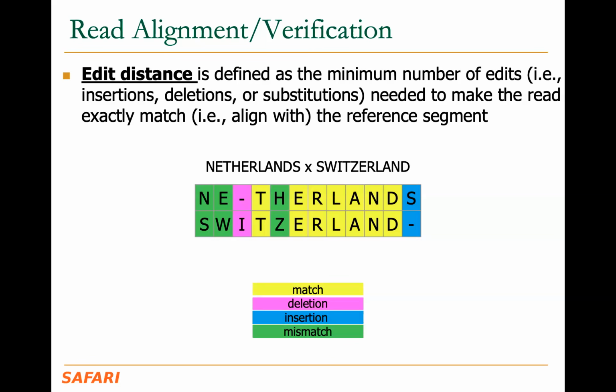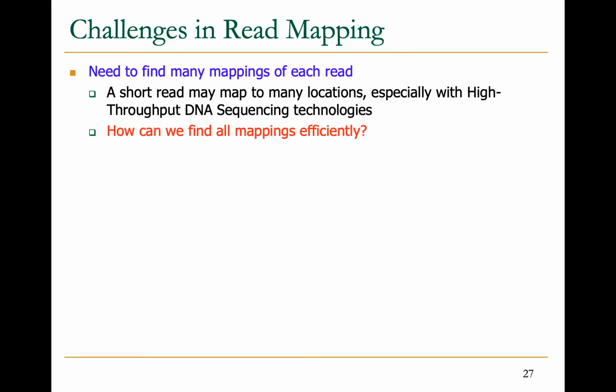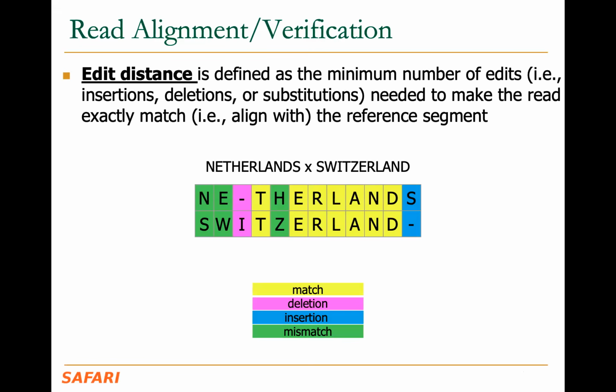Essentially, there are two mismatches over here. There's one deletion over here that doesn't exist in Switzerland. And then there's one other mismatch, and there's another insertion over here that exists in Netherlands that doesn't exist in Switzerland. So computing this edit distance can be helpful in mapping, essentially. But that edit distance computation is actually complex.